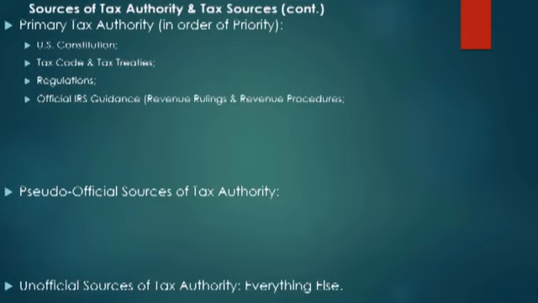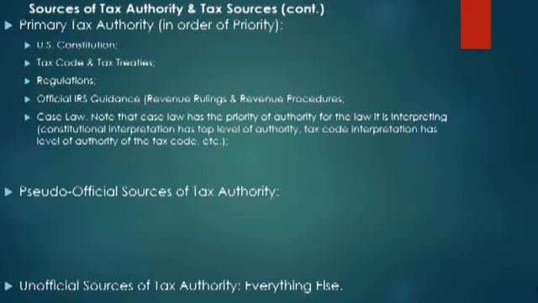Official IRS guidance is the next primary tax authority level. This is revenue rulings and rev procedures. So this is the official guidance by the IRS, not quite as official as regulations, but still important and something that you can rely on to the extent it does not contradict a higher level of authority, and this is the case with all of these. So this is in an order of priority on this list.